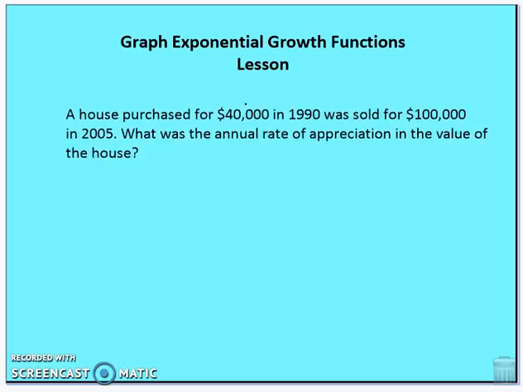All right, another problem. A house was purchased at $40,000 in 1990, was sold for $100,000 in 2005. What was the annual rate of appreciation in the value of the house? So now we're trying to figure out what the value of r is. We know the ending value, we know the beginning value, and we know the time. So I'm going to pause here for you to figure that out.